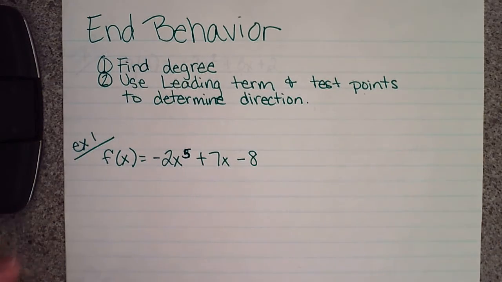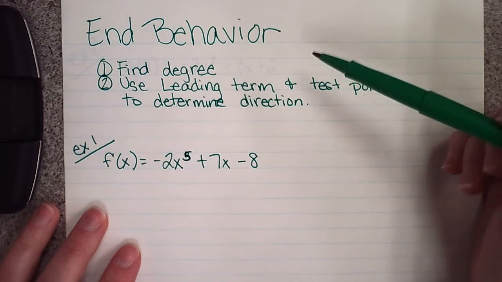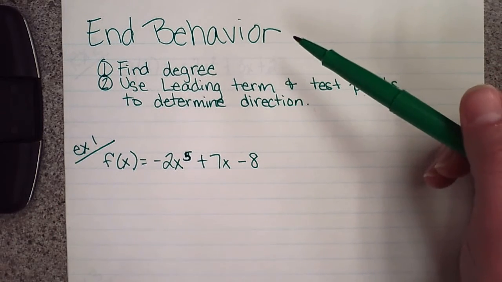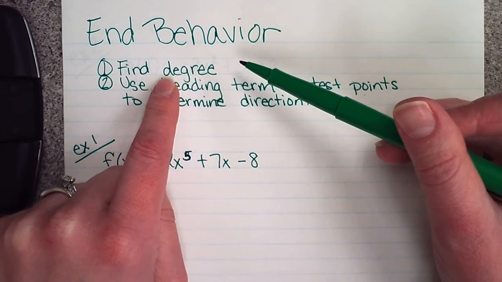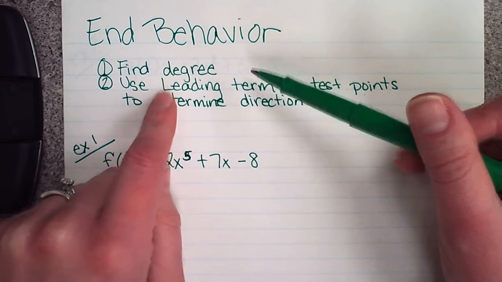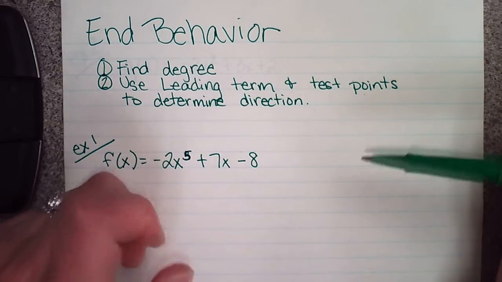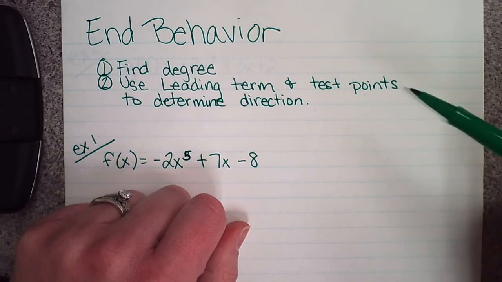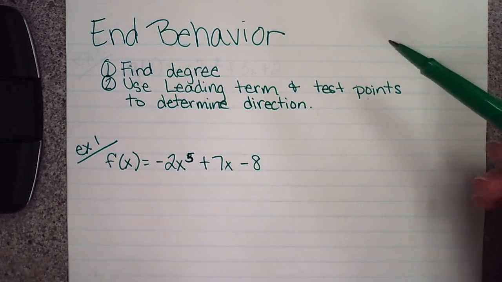In this video, we're again going to be discussing end behavior of polynomials. So really the two things you need to do when you're finding the end behavior: you need to determine the degree of the polynomial using the exponents, and then you need to look at the leading term and do some test points to determine if your graph is going to end up positive or negative in each direction. So we need to be a little careful about how we're describing this.